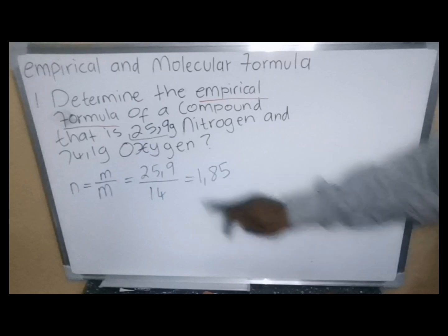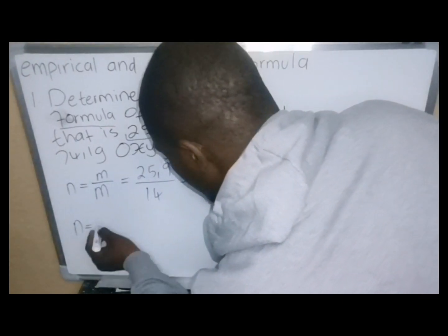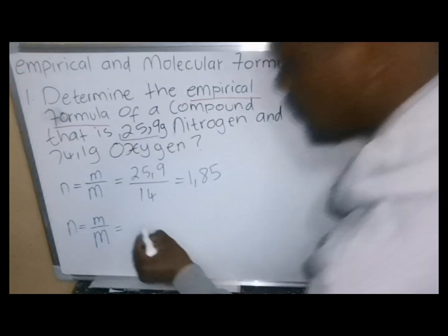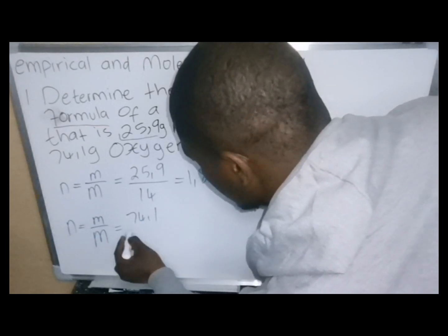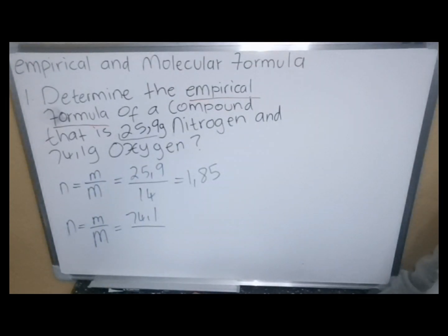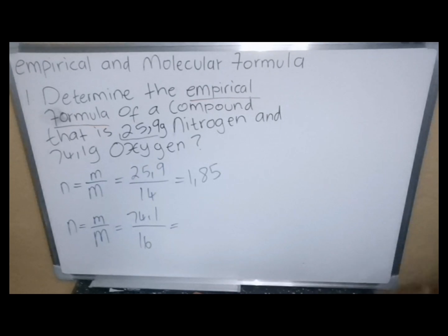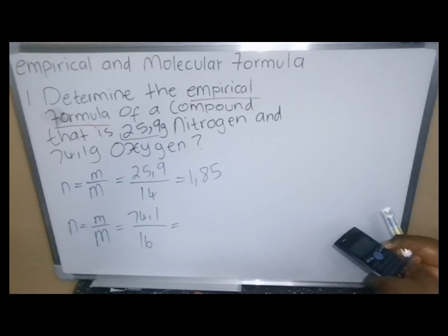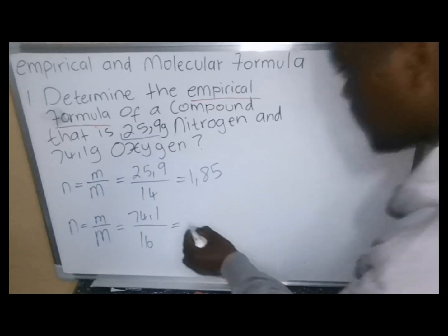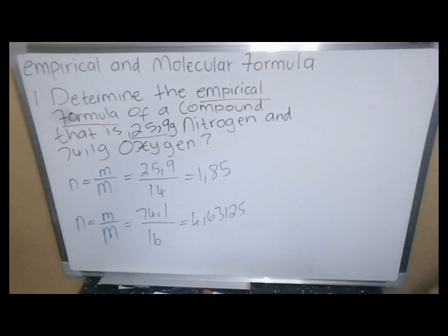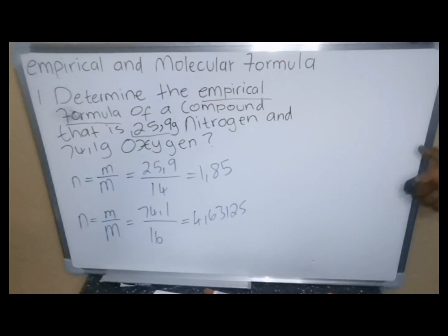You come back to the number of moles for oxygen. The number of moles for oxygen is mass divided by molar mass. What is the mass for oxygen? Here we are given 74.1, divided by the molar mass for oxygen. You come back to the periodic table and look for the atomic mass of oxygen, which is 16. Then you say 74.1 divided by 16. On a calculator, it's going to give me 4.63125.